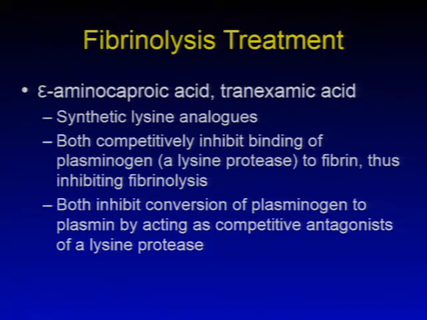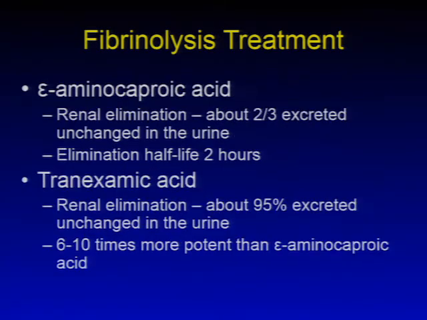Synthetic lysine analogs that competitively inhibit the binding of plasminogen to fibrin, and this prevents fibrinolysis. They both inhibit the conversion of plasminogen to plasmin, again by acting as a competitive antagonist at that lysine site. Now, epsilon aminocaproic acid is renally excreted, about 2/3 unchanged in the urine, half-life of about 2 hours. Tranexamic acid, also renal elimination, but about 95% unchanged in the urine. More potent than epsilon aminocaproic acid, both very effective if given in appropriate doses.